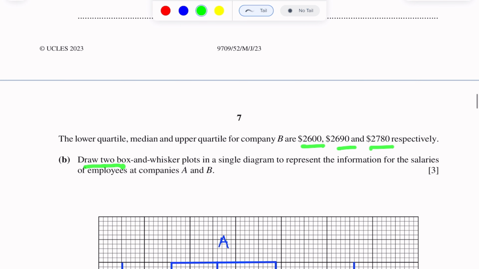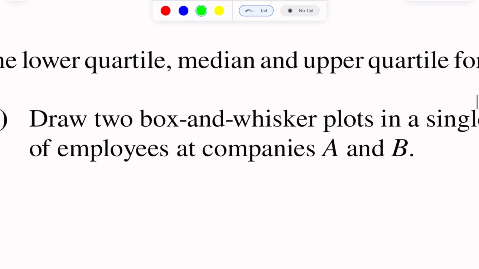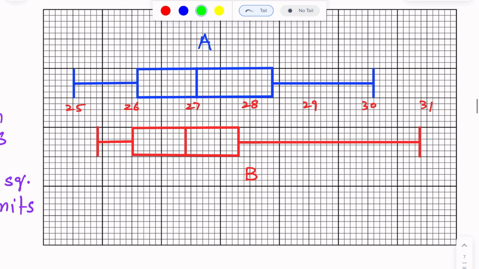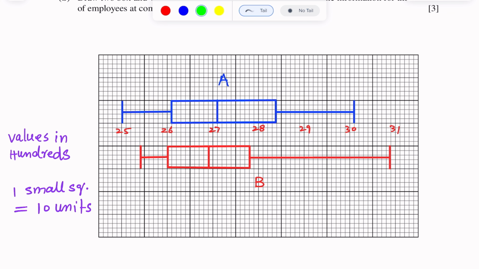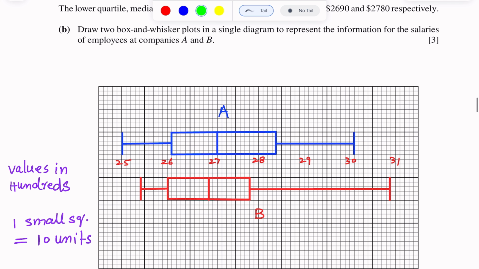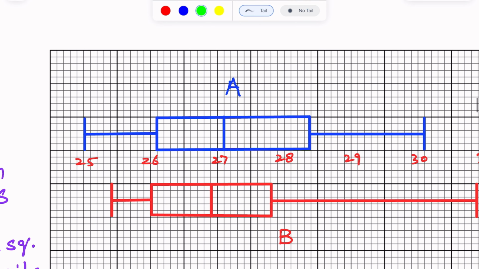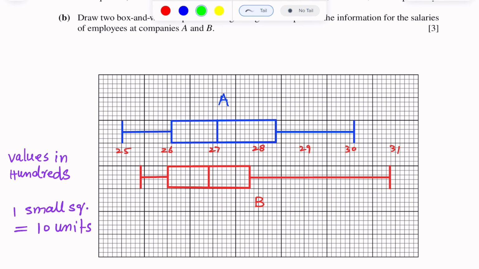Now draw two box and whisker plots in a single diagram to represent the information for the salaries of the employees at company A and B. We have to draw two box and whisker plots in a single diagram. The graph is given. I have already drawn this diagram. This is the box and whisker diagram: in blue color, the diagram is for company A, and in red color, the box and whisker diagram for company B.